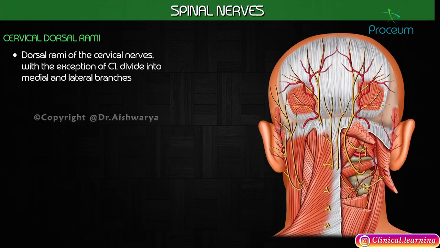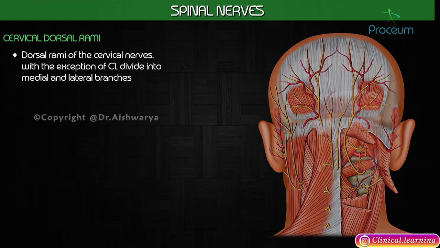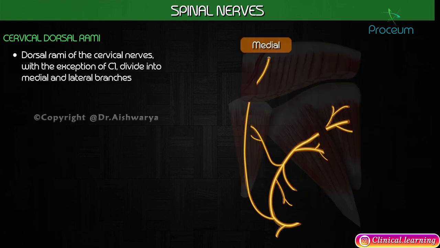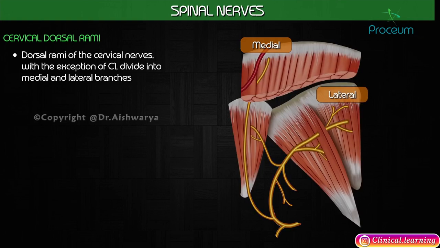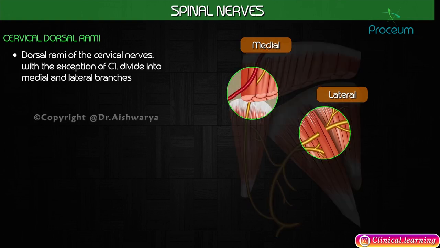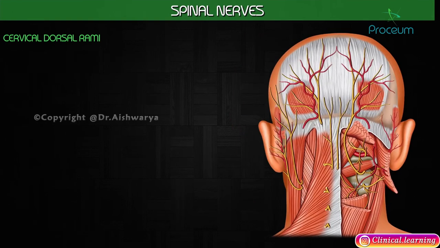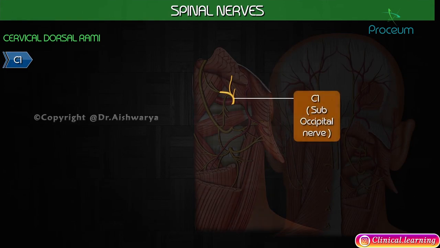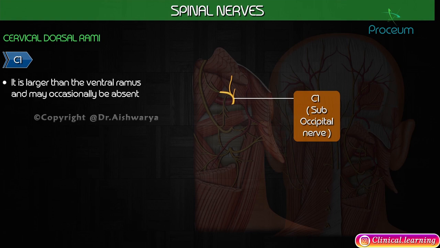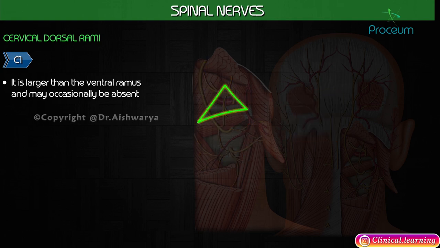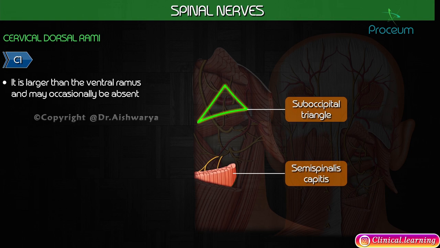The dorsal rami of the cervical nerves, with the exception of C1, divide into medial and lateral branches, both of which innervate the muscles. The dorsal ramus of the C1 nerve is also known as the suboccipital nerve. It is larger than the ventral ramus and may occasionally be absent in some individuals. The suboccipital nerve supplies the muscles of the suboccipital triangle and the semispinalis capitis.